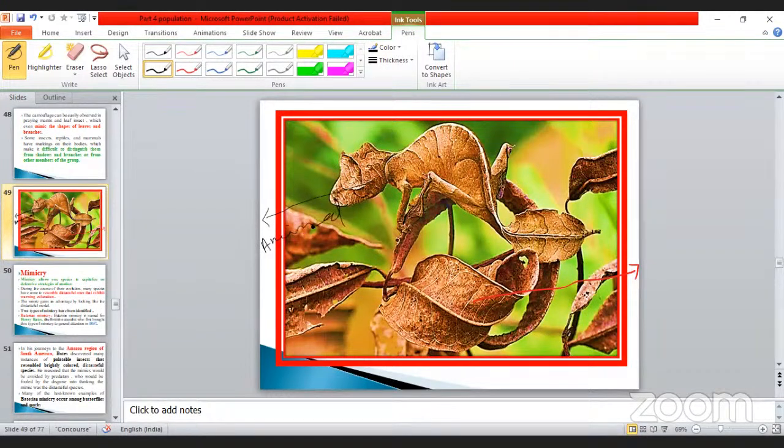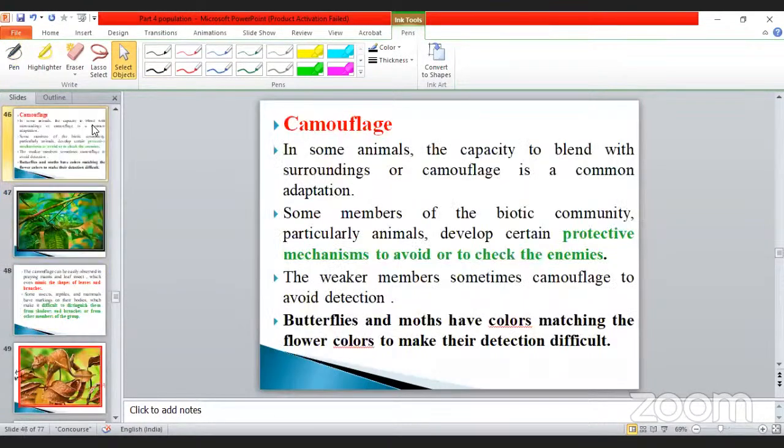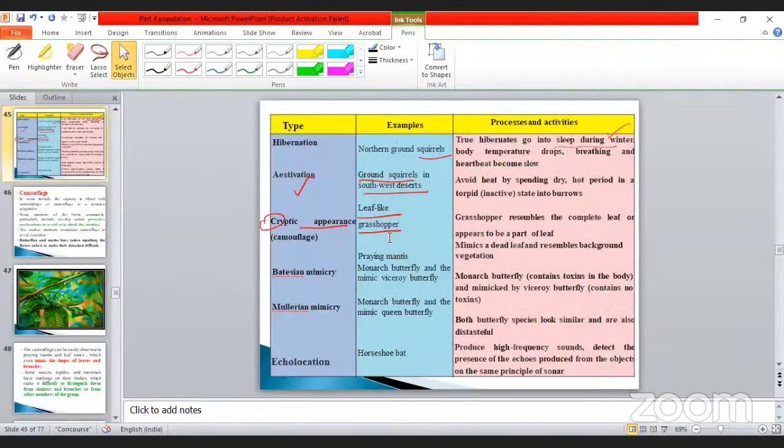This is called as what is that? Camouflage or mimic. Similar structure. We cannot find out which one is leaf and which one is animal. Such things are called as what is that? Mimic. Okay, camouflage.